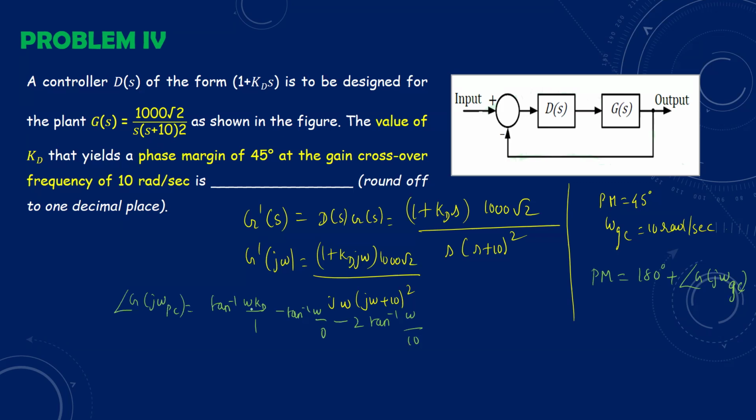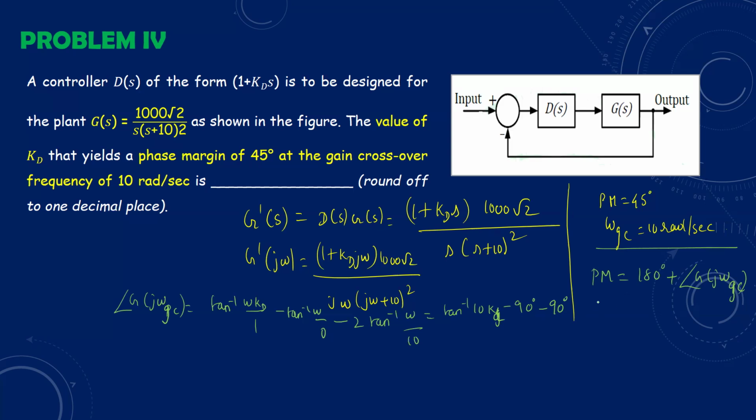So we can replace omega GC. What is omega GC value given? 10 radian per second. So tan inverse 10 KD, and this is tan inverse infinity is minus 90 degree. So if we replace omega by 10 radian per second, 10 by 10, 2 tan inverse of 1, 2 into 45 degree minus 90 degree. Okay, tan inverse 10 KD minus 90 minus 90.